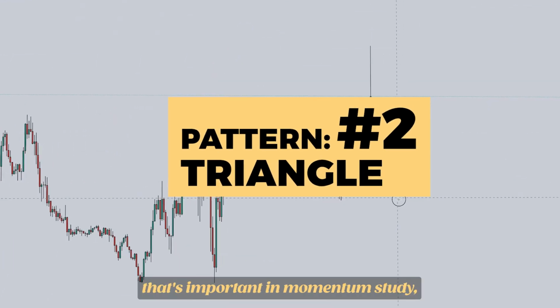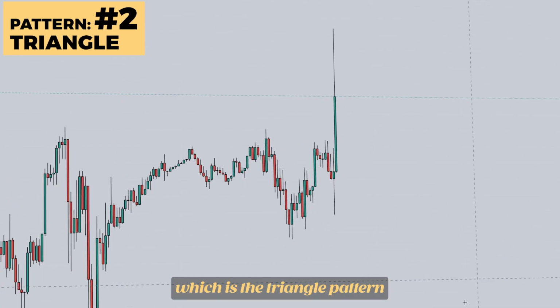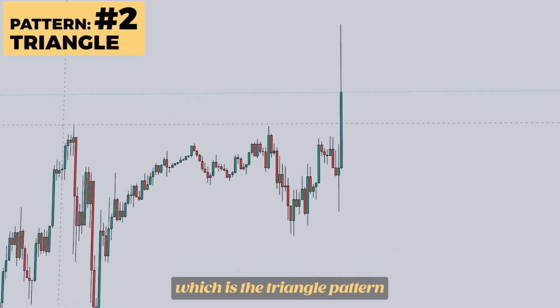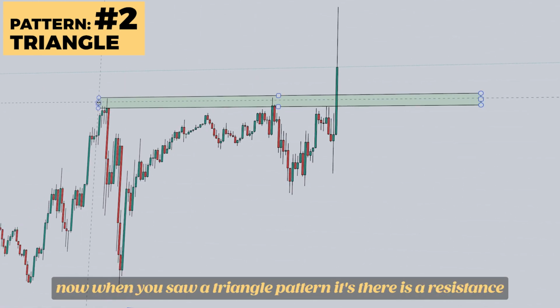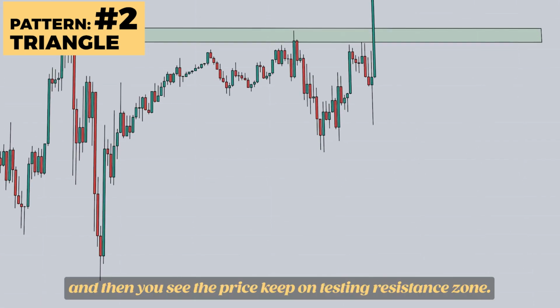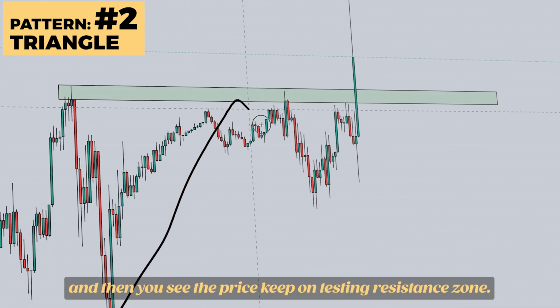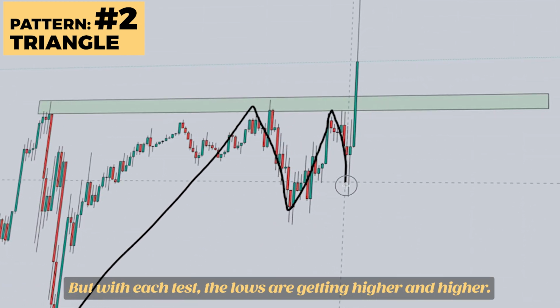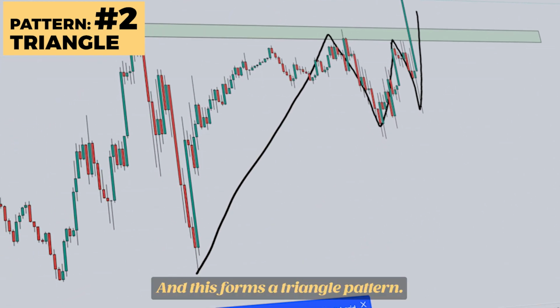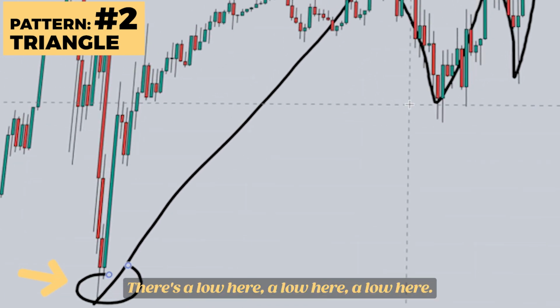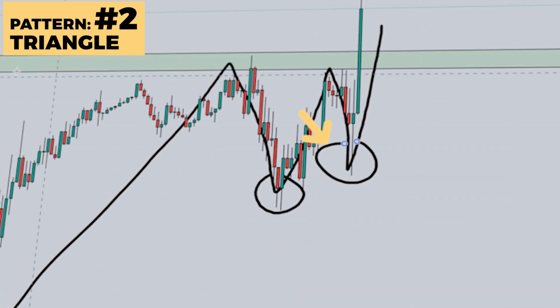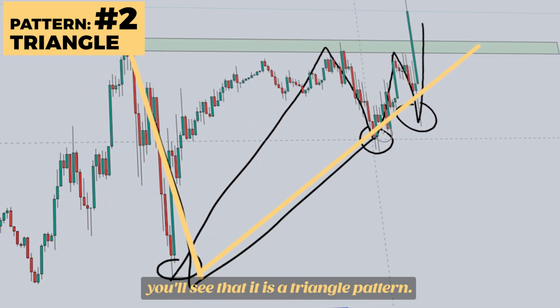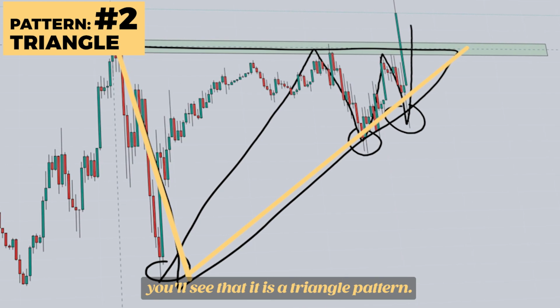The second pattern that's important in momentum study is the triangle pattern. Now, when you see a triangle pattern, there is a resistance, and you see the price keep on testing the resistance zones. But with each test, the lows are getting higher and higher, and this forms a triangle pattern. There's a low here, a low here, a low here. So if you connect everything, you will see that it is a triangle pattern.